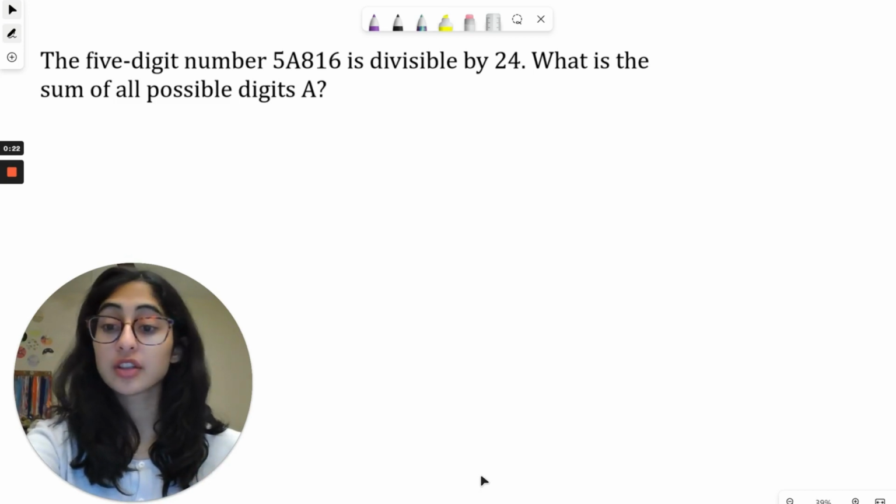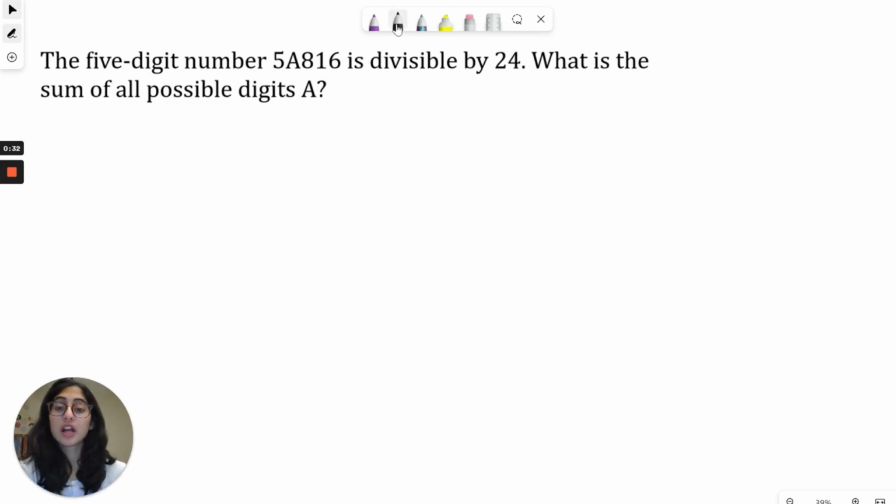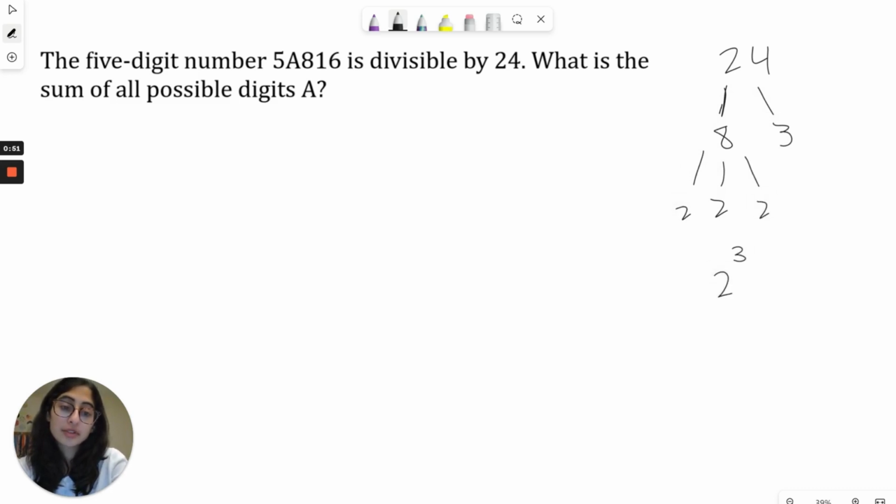What are the factors of 24? If our 5-digit number is divisible by all of those factors, then it's got to be divisible by 24 as well. To do this, we're going to use some of our divisibility rules, which I'll go over. So 24 is equal to 8 times 3, and 8 is 2 times 2 times 2, so it's really just 2 to the third times 3.